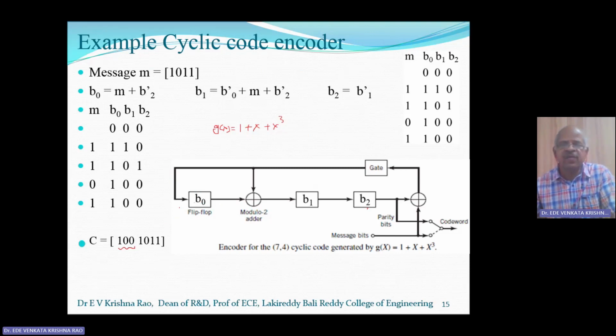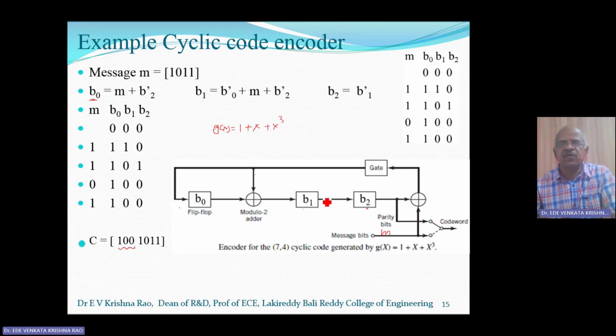Now what is B0? The reset values of B0, B1, B2 are taken as B0 dash, B1 dash, B2 dash. Now this B0 is the present state. So this message M is added, these are modulo additions, to B2 dash, the previous state. This message plus B2 dash is given to B0. And B1 is this plus this added: B0 dash, the previous state, is added to M plus B2 dash. So B1 equals B0 dash plus M plus B2 dash, which becomes B1 in the second shift.